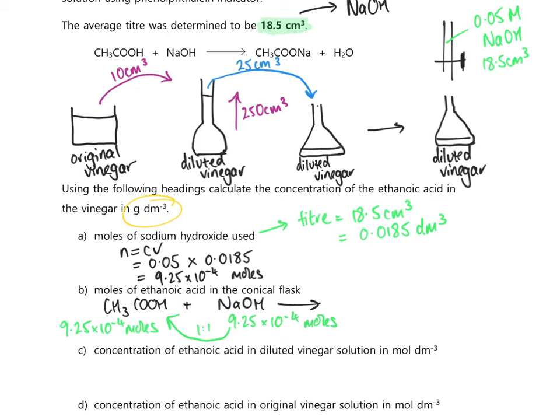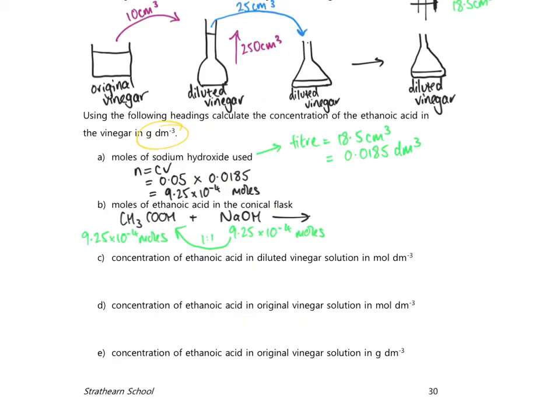So obviously we have exactly the same number of moles. We have 9.25 times 10 to the minus 4 moles of our ethanoic acid in our diluted vinegar in the conical flask. So the next part of the question asks me to work out the concentration of ethanoic acid in the diluted vinegar solution in moles per decimeter cubed. So remember that our conical flask contained diluted vinegar, so we can work out the concentration from that.